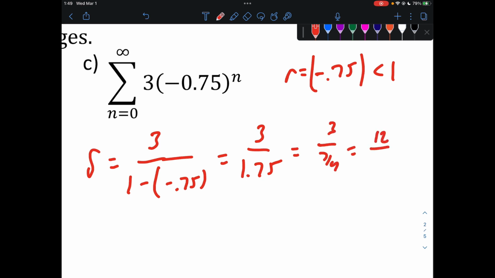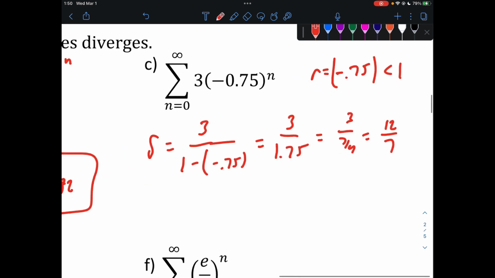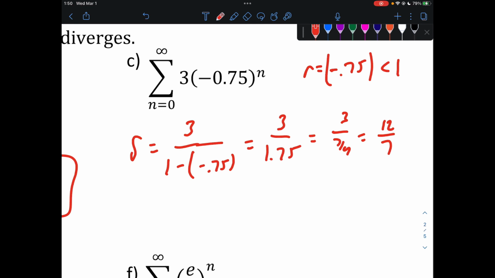So it'd be 12/7. And again, if we had a calculator to do that, let's see, type that in my calculator here. 1.714.